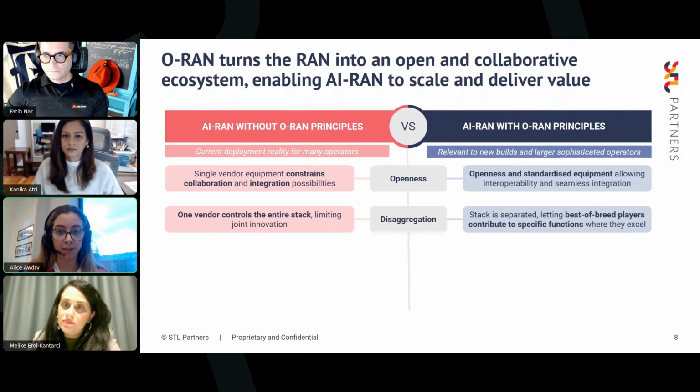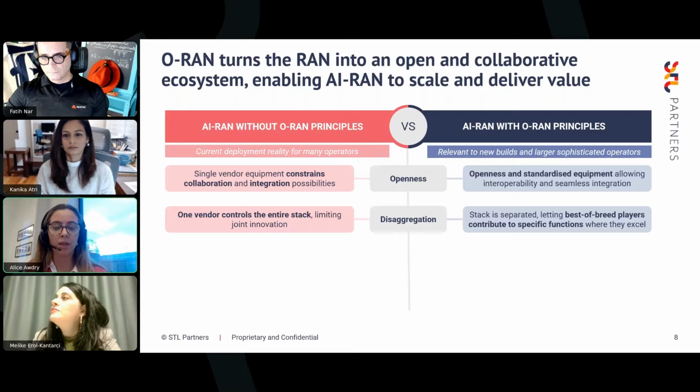So this could be radio vendors, RIC software, and AI engines, each focusing where they excel. And this is a very different world from where one vendor controls the entire stack and effectively sets the pace of AI innovation. So avoiding vendor lock-in really fosters healthy and dynamic competition and innovation as well, therefore accelerating progress overall.